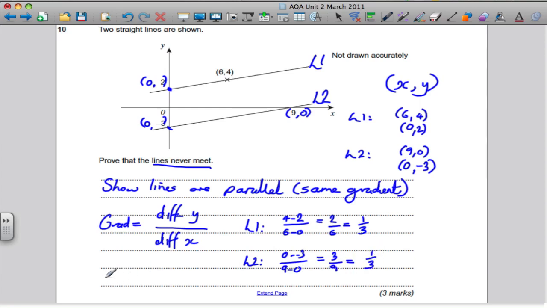So you've shown they've got the same gradients. So you can say same gradients, which implies lines never meet.